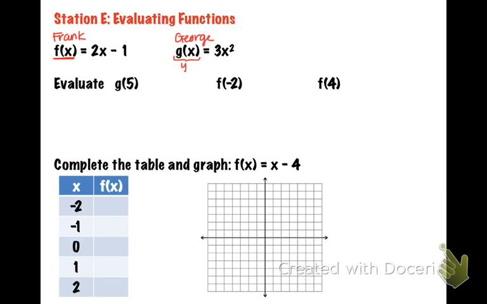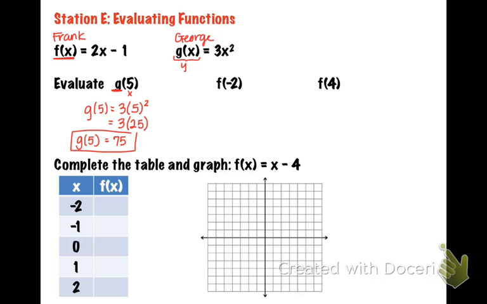So when we want to evaluate, we want to pay attention to two things. We want to pay attention to which equation it's telling us to use, and we want to pay attention to what value of x we're supposed to be plugging in. So to do g of 5, we have to use the g of x equation. So we're going to do g of 5 equals, we're going to take out the x and replace it with 5. Remember, we have to do exponents first, so we have to do 5 squared, and then we can do our multiplication. So what we know is that g of 5 equals 75.